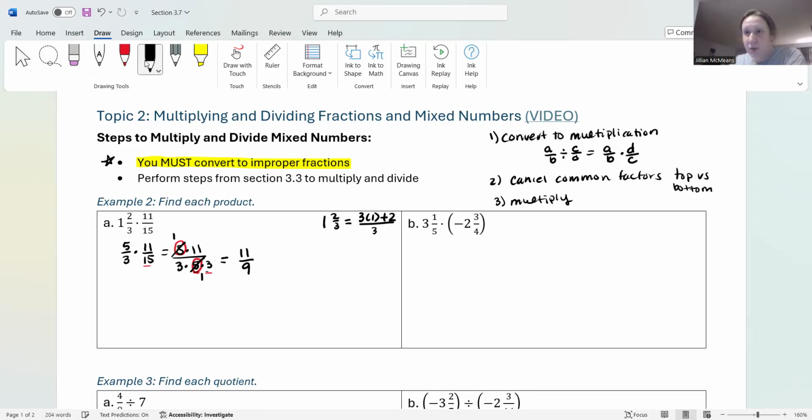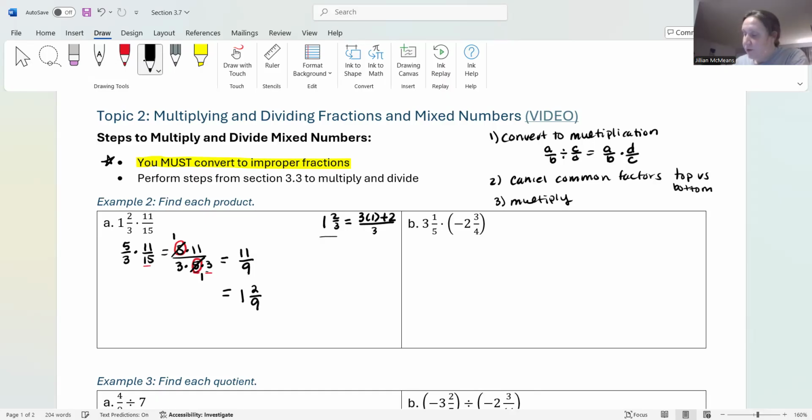And then here's a good rule of thumb. If your problem is just like a really generic problem like this, if you started with a mixed number, you should end with a mixed number. So I would go ahead and rewrite this as a mixed number. Here's how you can do this kind of quickly. Ask yourself, how many times will 9 go into 11 evenly? Well, 9 will go into 11 one whole time. What's left over? There'd be 2 left over, so we get 1 and 2 ninths.